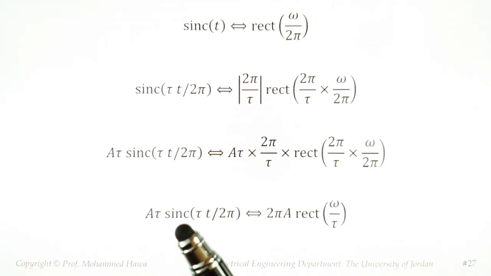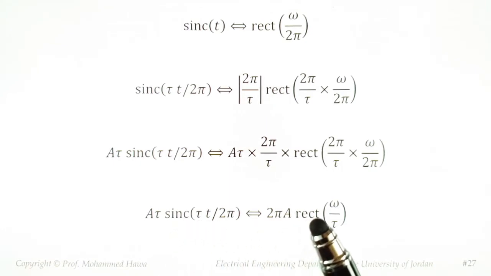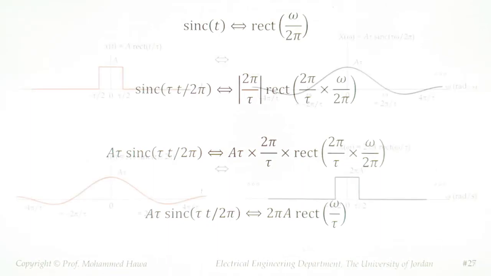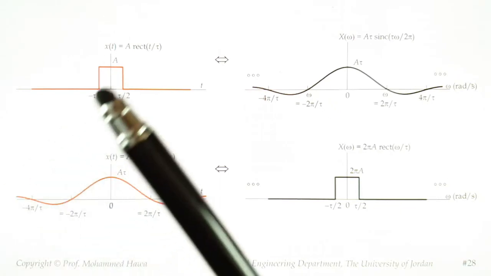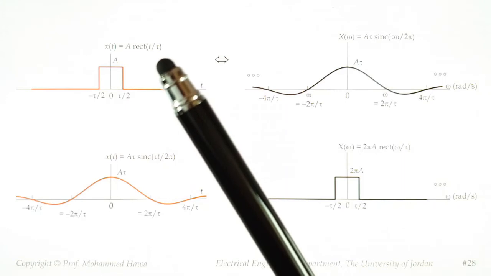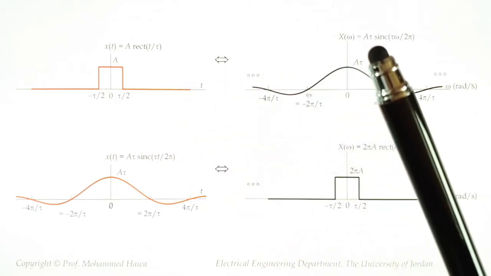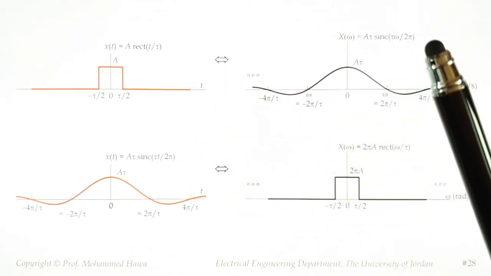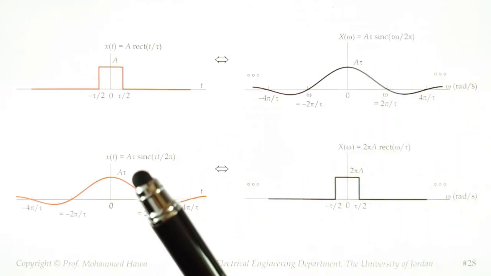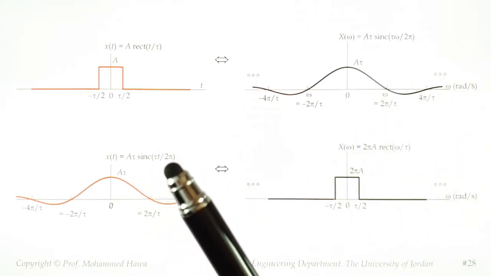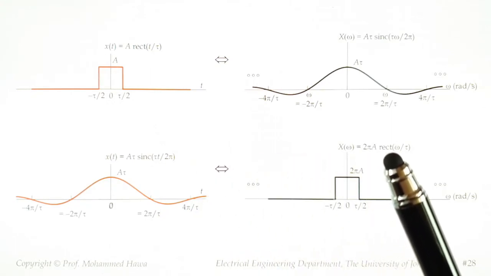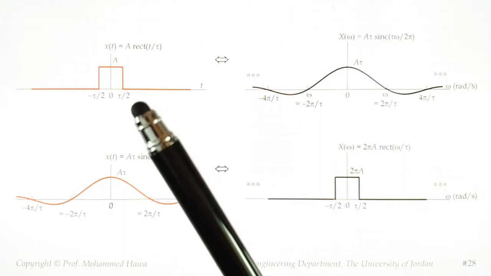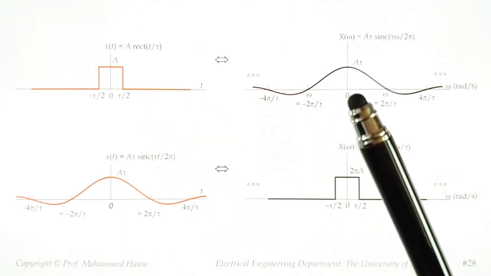I did this Fourier transform of the sinc function, which gives you rect, to show you a visual illustration of the duality property. Here I show you two examples that we already solved. The Fourier transform of a rect t over tau is X of omega equal a tau sinc tau omega over 2 pi. On the other hand, the Fourier transform of a tau sinc tau t over 2 pi is equal to 2 pi a rect omega over tau. So the Fourier transform of rect gives you sinc in the frequency domain.